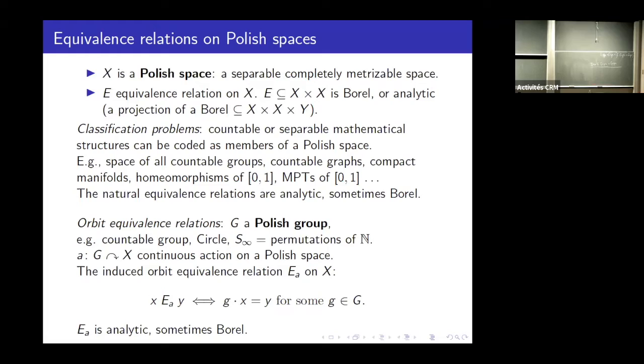sending X to Y. And again, this is always going to be analytic because you have X cross X, and X cross X cross G. Here you look at all X, Y, G so that G sends X to Y. This will always be a Borel set, in fact a closed set if you're assuming that the action is continuous, and it will project to the orbit equivalence relation. So this is another instance where analytic equivalence relations always come in, but many times they are in fact Borel.